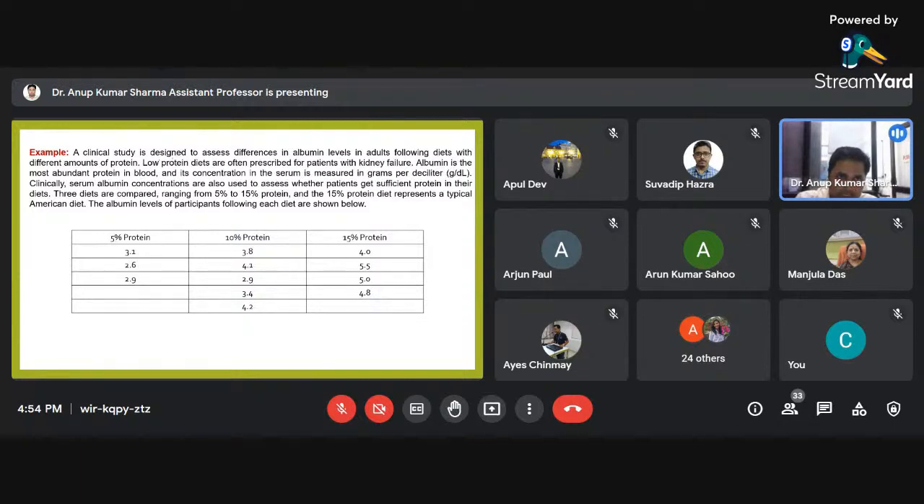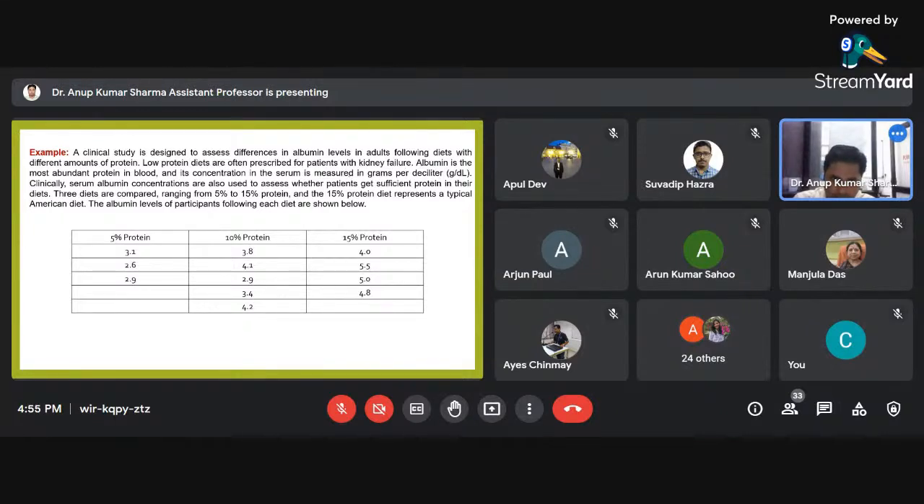A clinical study design. We have taken an example from medicine: clinical albumin levels. Albumin represents the protein level in the blood. Adults follow diets with different amounts of protein. Low protein diets are often prescribed for patients with kidney failure, so for some reason we limit the protein.